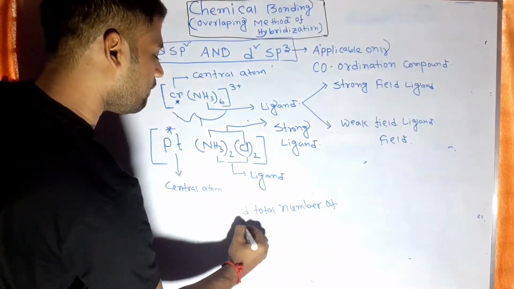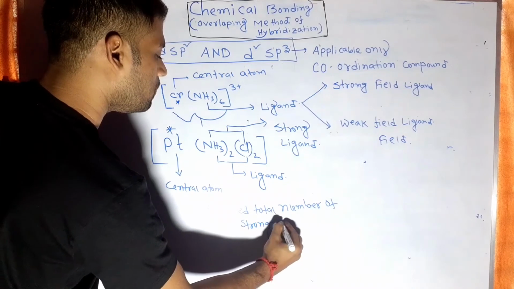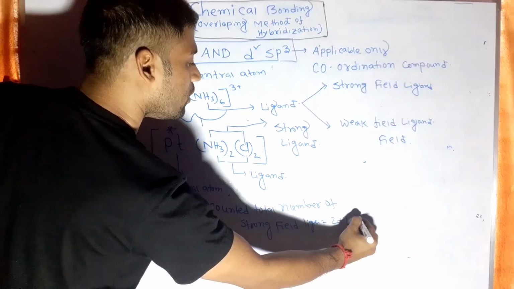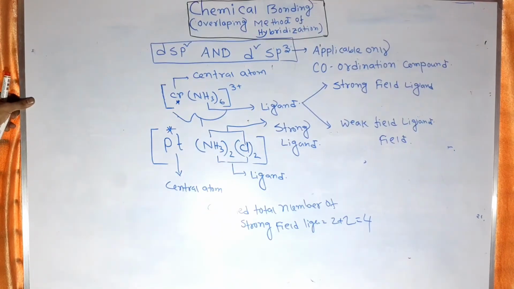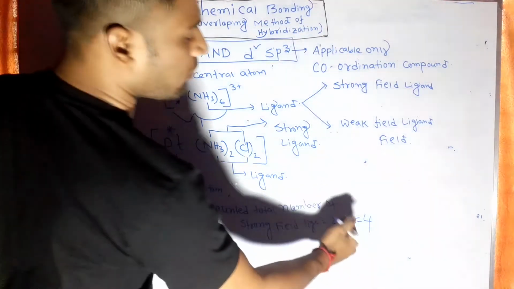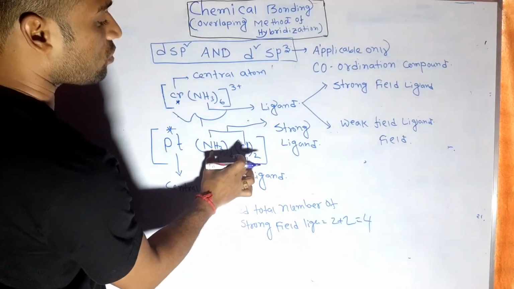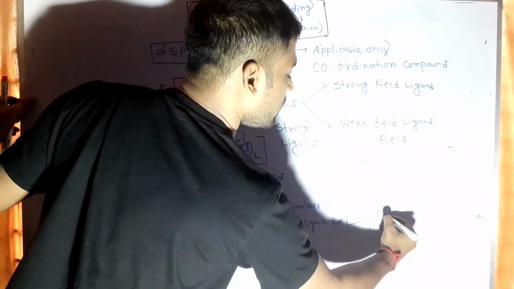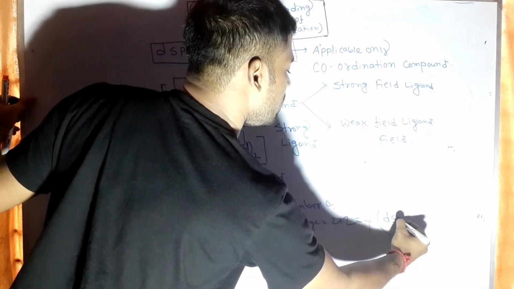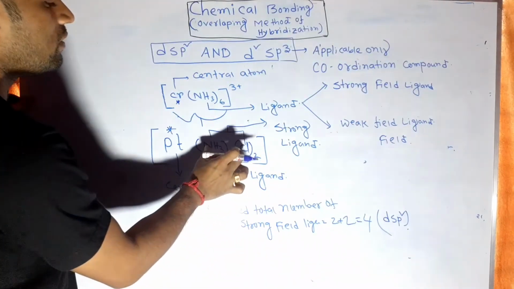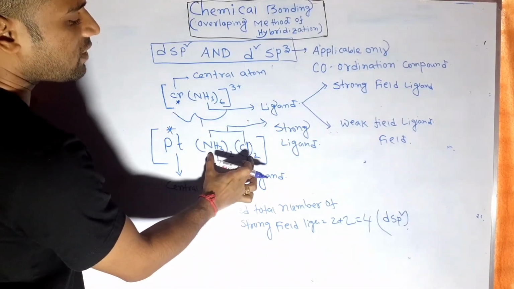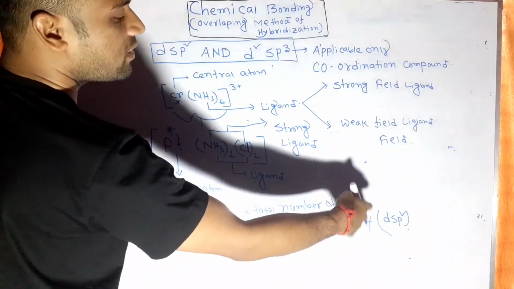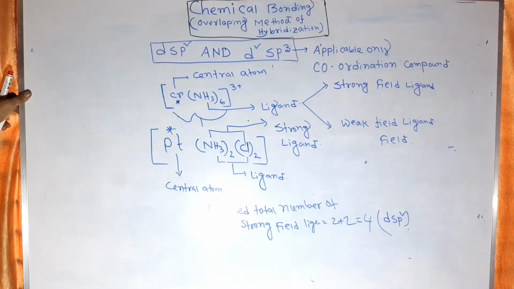So counting the total number of strong field ligands, 2 plus 2, that means 4. The total number of strong field ligands is 4, and since it contains strong field ligands, a special type of hybridization is used. If the hybridization number is 4, then the hybridization is dsp2 due to the presence of strong field ligands. If the species contains weak field ligands, but the number is 4, then the hybridization is normal hybridization, that means sp3 hybridization.